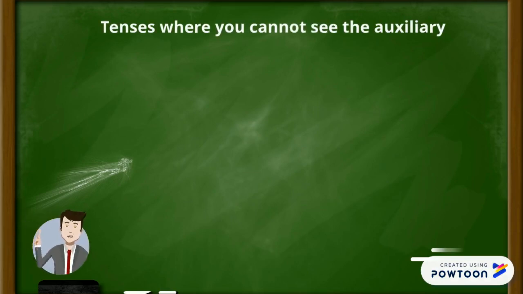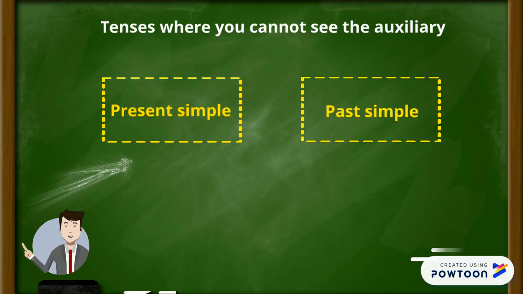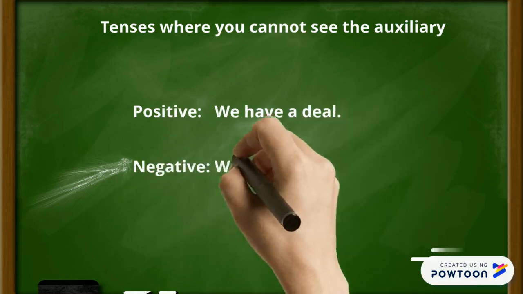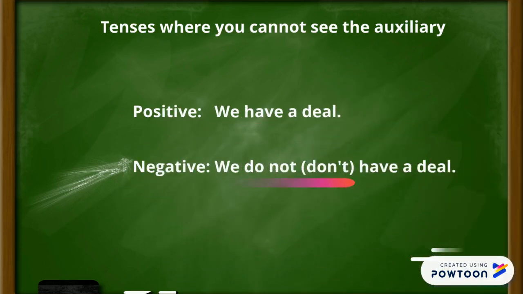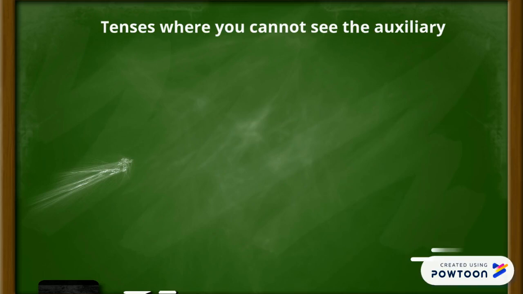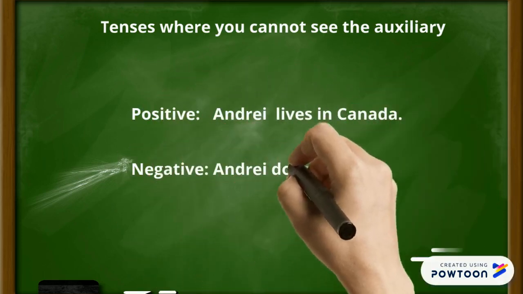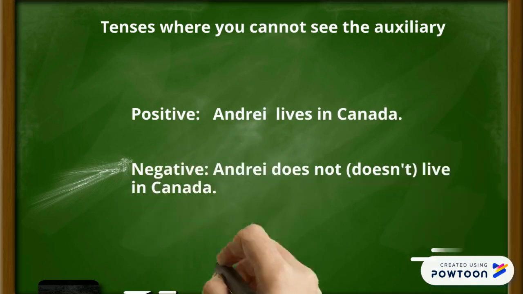Now let's look at tenses where you cannot see the auxiliary. As you know, they are the present simple and past simple tenses. Let's look at the first example. "We have a deal." Just add "do not" or "don't" before the main verb, and it results in "we don't have a deal." The sentence "Andre lives in Canada" becomes negative by placing the words "does not" or "doesn't" in front of the main verb.